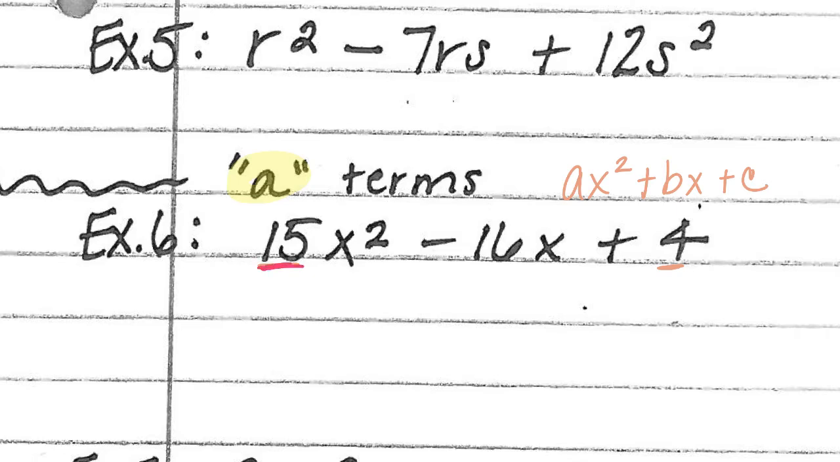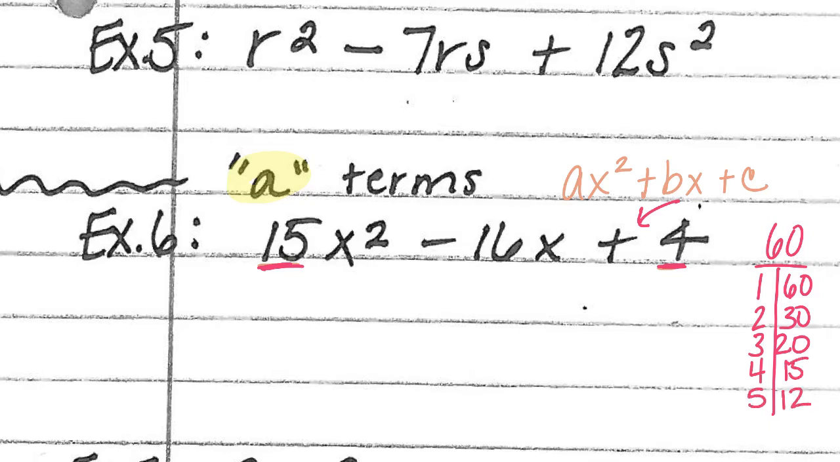So I'm going to multiply 15 and 4, and I get 60. And remember, this last thing is going to tell me that they add. So I'm going to find the factors of 60. Well, 1 and 60, 2 and 30, 3 and 20, 4 and 15, 5 and 12, 6 and 10. What are the factors of 60 that add to be a negative 16? Well, remember, I could have a negative 6 and a negative 10.